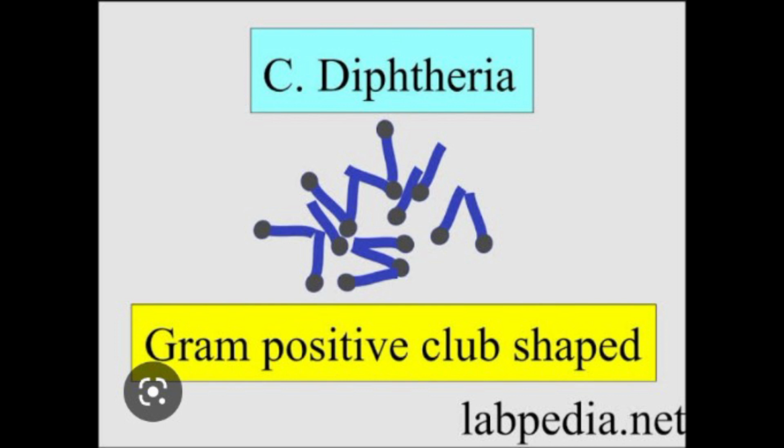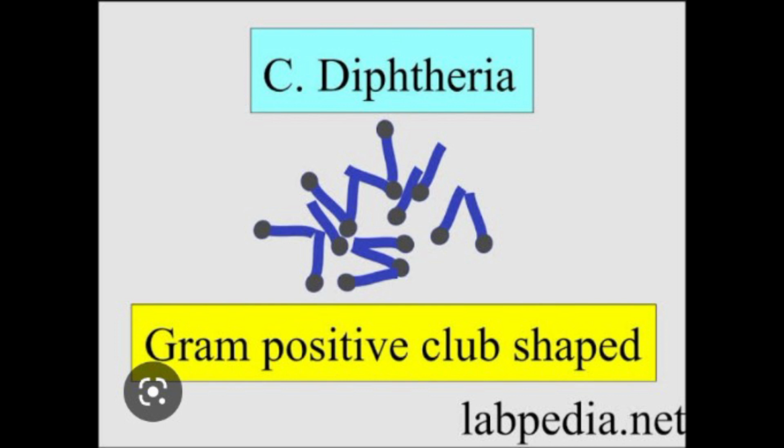They are pleomorphic. They are club-shaped due to the presence of metachromatic granules at one or both ends. These granules are also called volutin or Babes-Ernst granules. These are composed of polymetaphosphates and represent energy storage depots.